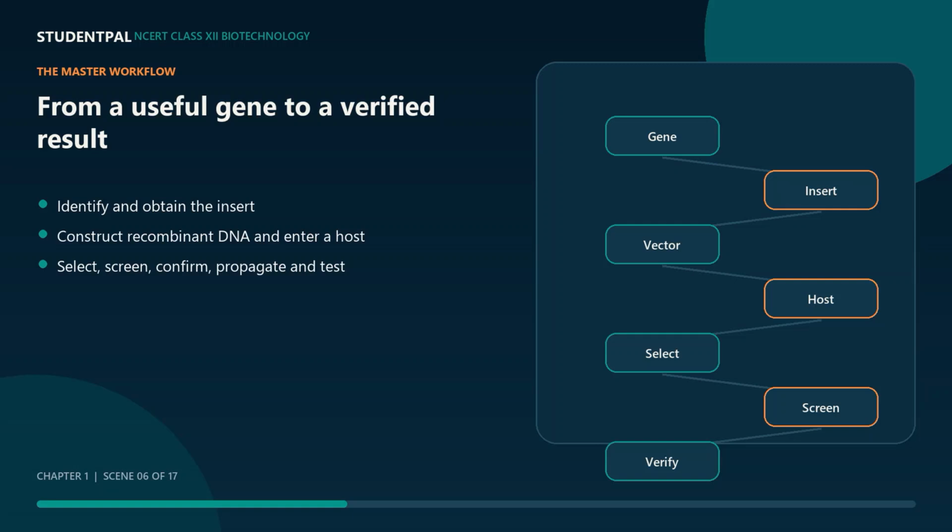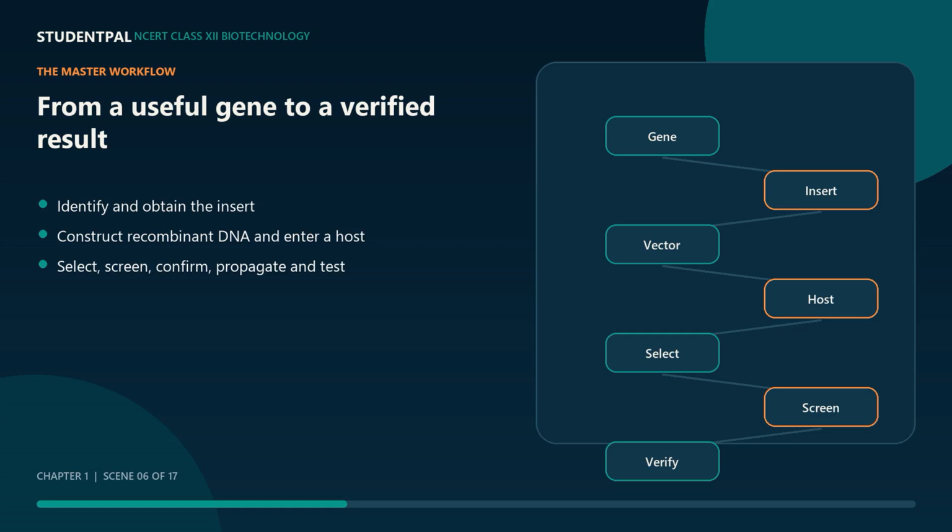Step 4. Prepare the vector and insert, then join them to form recombinant DNA. Step 5. Introduce that construct into a compatible host by transformation or another delivery method. Step 6. Apply selection, reducing the population to cells with the required vector-associated trait. Step 7. Screen those survivors to locate the desired recombinant. Step 8. Confirm insert identity, orientation and sequence.